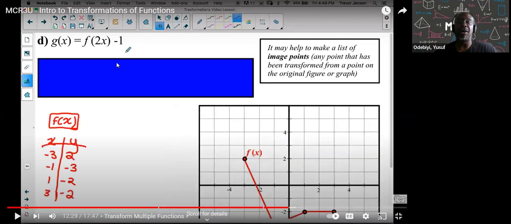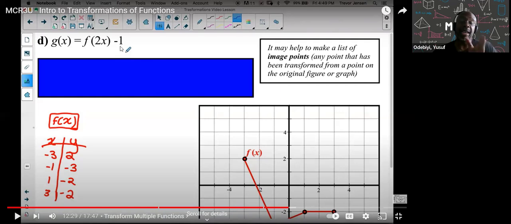Oh, this one's a combo. So this one here, it's going to go down by 1. But then I also have a k value, because it's inside the bracket. So my k value, let me see if you guys know this without me saying anything. My k value is 2. Is this going to be a stretch or compression?